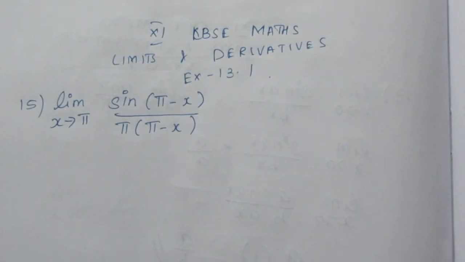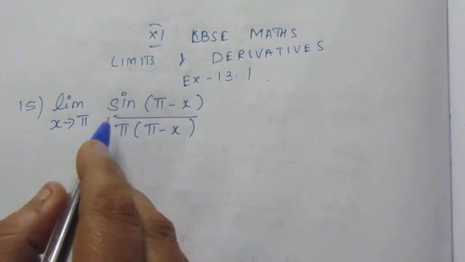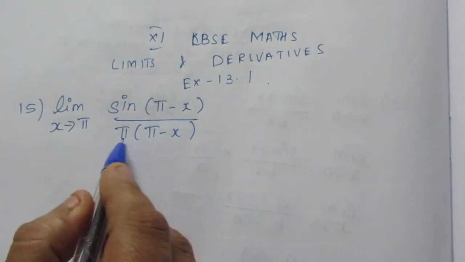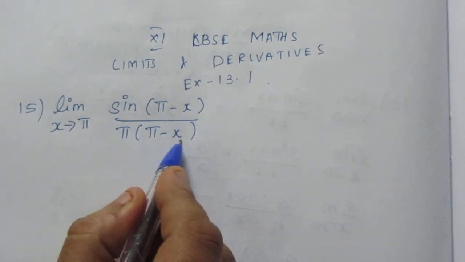Today we are going to see 11 CBSE Maths Limits and Derivatives exercise 13.1 question number 15. Let's see the question. Limit x tends to pi, sin(pi minus x) by pi into (pi minus x).